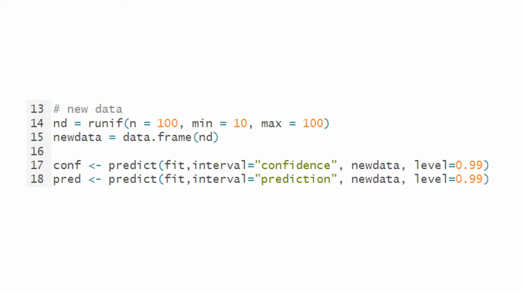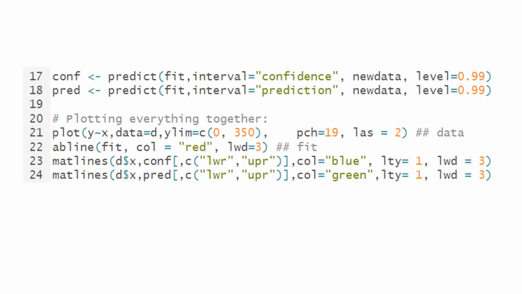Line 17 uses the predict function to find the 99% confidence intervals. The first argument is fit, the object that contains the regression output. The second argument, interval equals confidence, specifies confidence intervals. The new data argument defines the data to be used, and level equals 0.99 defines the confidence level. Line 18 uses similar arguments to find prediction intervals.